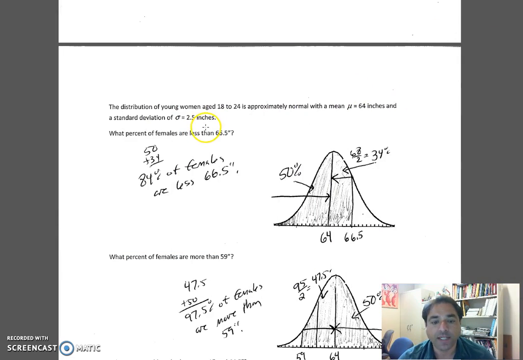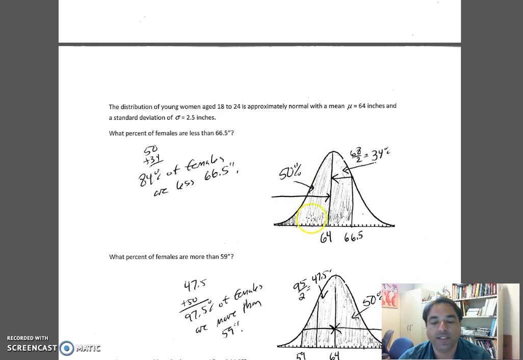So here's what we do. Again, start with drawing the picture. 64 is in the center, and 66.5 is 1 standard deviation to the right, and we're looking for everything less than. So we shade everything to the less than side. Okay? So again, all of this is what we're looking for. It's a larger percent, so if I got something like 10%, I know it's wrong. And instead of trying to find the whole thing at once, notice that we look at it in pieces. We're going to find the left side, and we're going to find the right side.